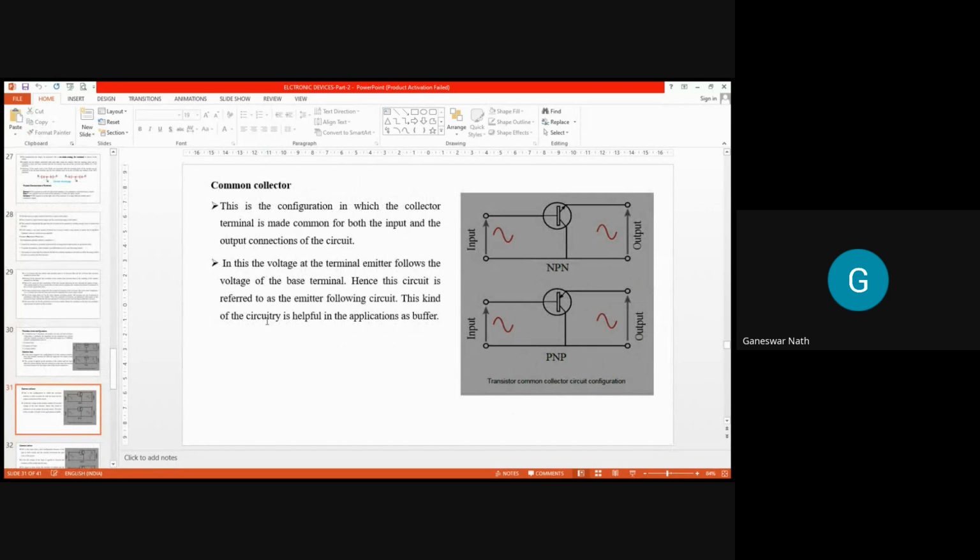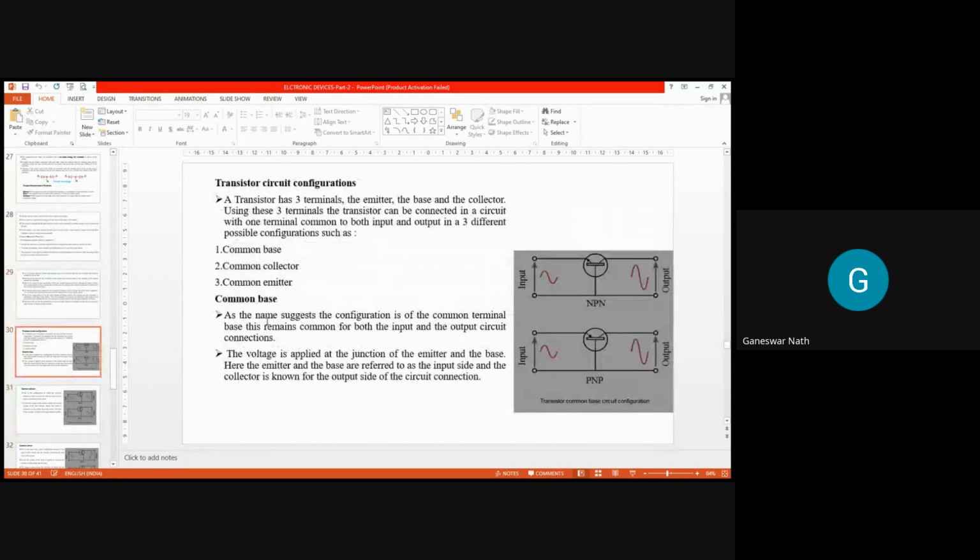Let me. Okay. So then coming to the different configurations of the transistor: a transistor has three terminals. I've already told you the emitter, base, and collector. You can see this is common base, common collector, and common emitter. These two circuits are showing a common base. Here the base is common between the emitter and the collector.